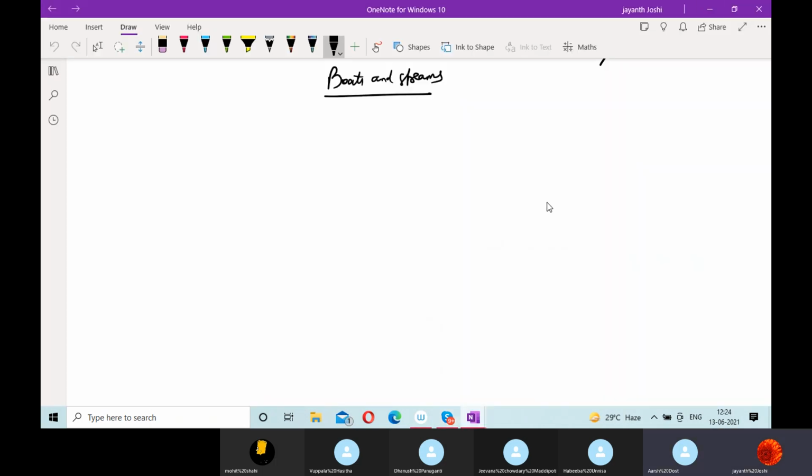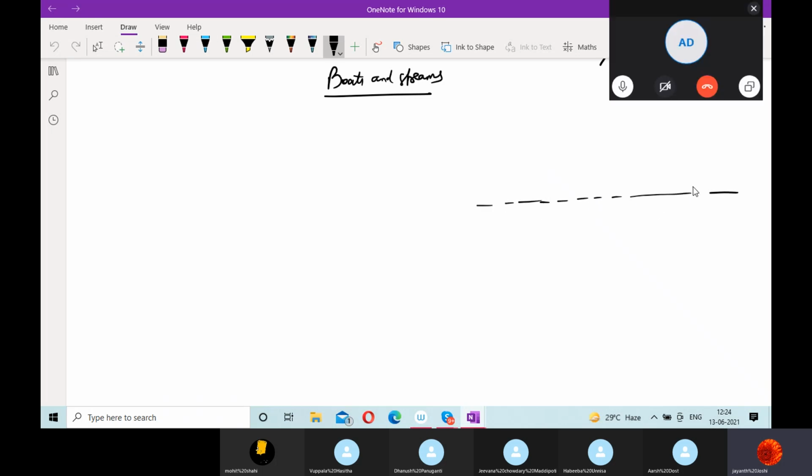See, this is a stream, okay? Stream is nothing but a water body, where the water is flowing. So water flows through a river. So river is also a stream, correct? And you know, a boat can row on a stream. That means a boat can row on a river.